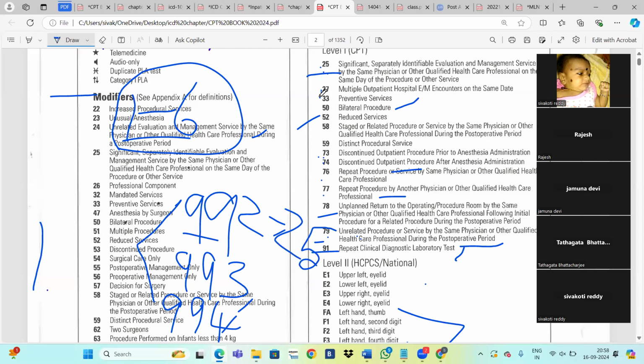Yes. The patient had an E and M 99 series and you are coding a 1 to 6 series code. Both E and M and CPT you are adding. At that time, along with E and M, you need to give 25. Then 27. The same day, they did two E and M services, multiple outpatient hospital E and M encounters on the same day. Two E and M, 99 series, two emergency encounters they performed. You need to give 27 for the second visit, the second time CPT. Clear?